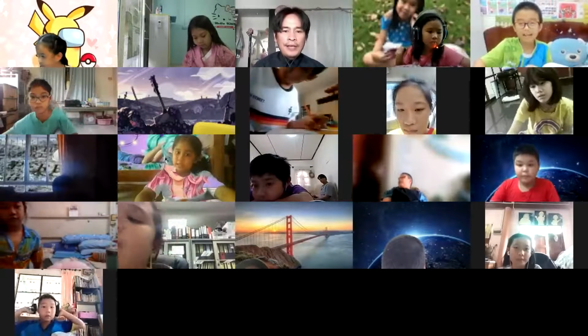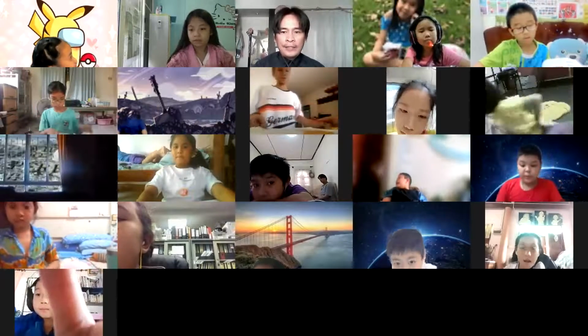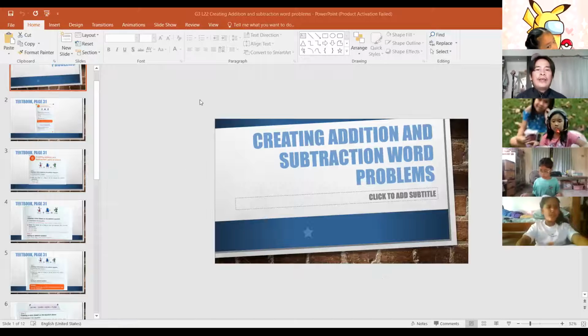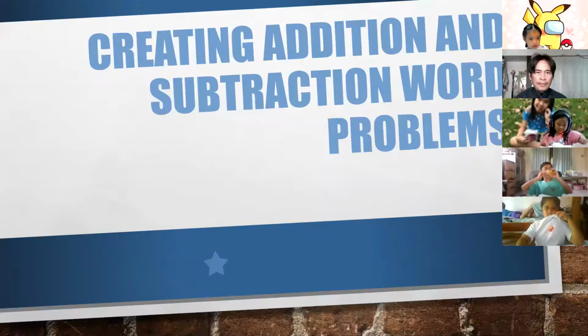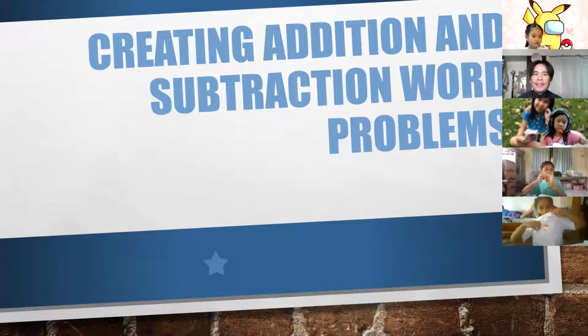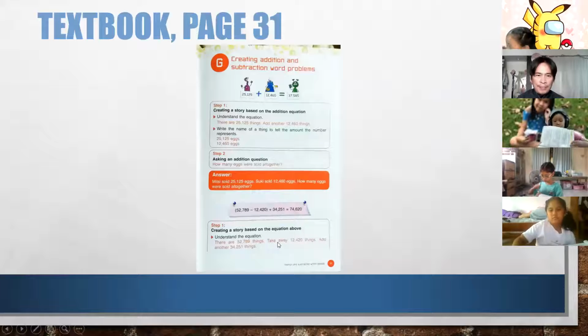Okay, on page 31 class, you can see the title of our lesson is Creating Addition and Subtraction Word Problems. Creating means making a story, making a problem, an addition and subtraction word problem. To understand this, I'll explain to you the steps.